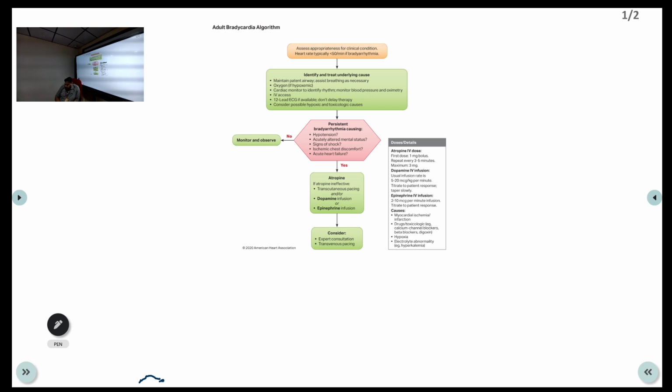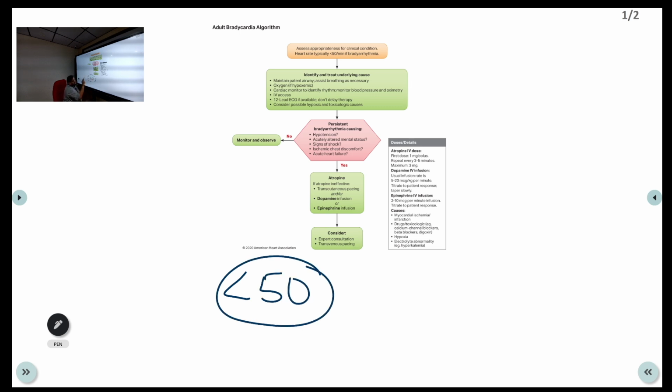Today what we are going to discuss is the approach to a patient who has bradycardia. When we discuss bradycardia, we know that bradycardia is a heart rate less than what? Heart rate less than 60 beats per minute is what we have learned. For the purpose of this algorithm, the ACLS algorithm, anything less than 50 we can call bradycardia.